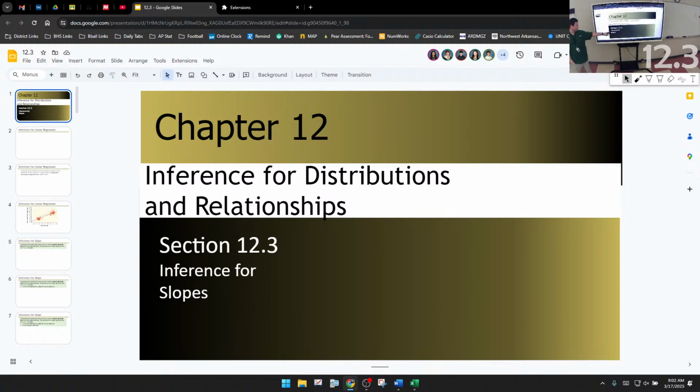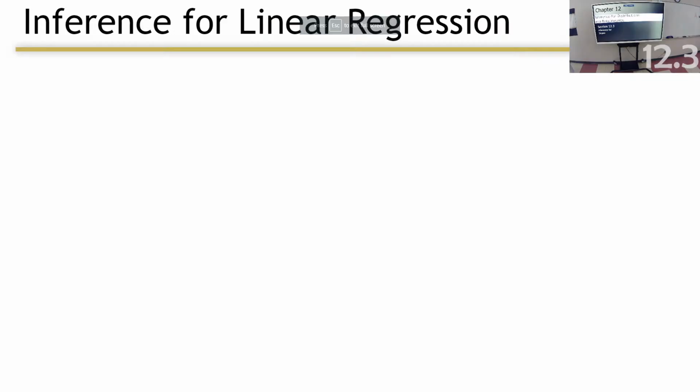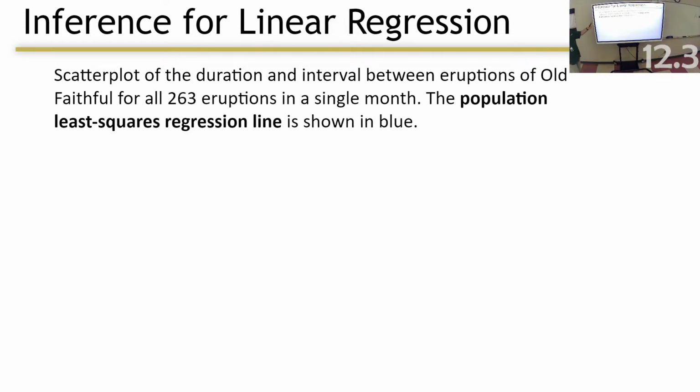So, inference for slopes. Inference for slopes. Here we go. Inference for slopes, linear regression. Scatter plot of the duration of time interval between eruptions of Old Faithful. 263 eruptions for a single month. Okay, so I have all 263 eruptions of Old Faithful for 1 month.